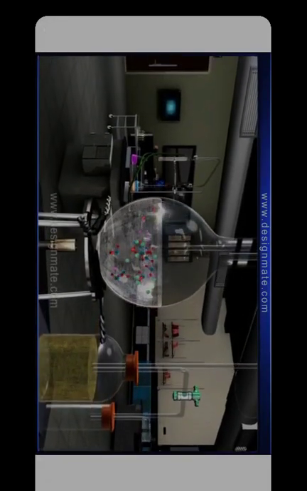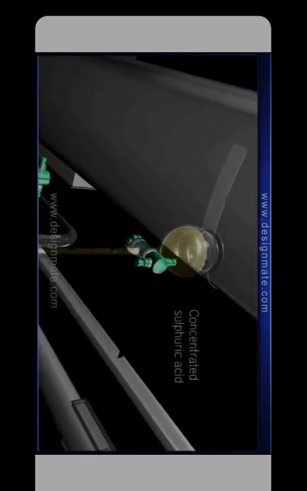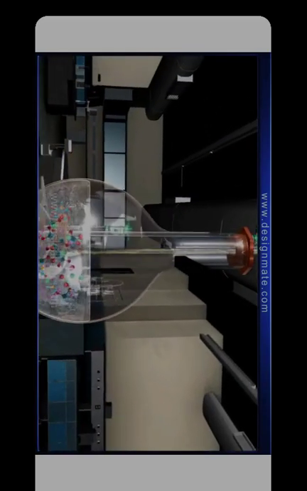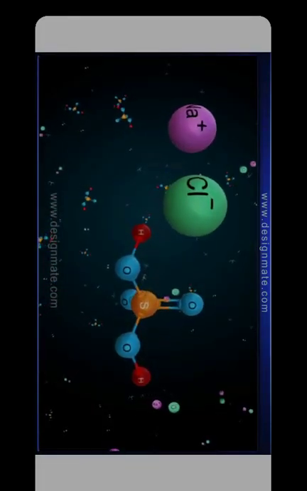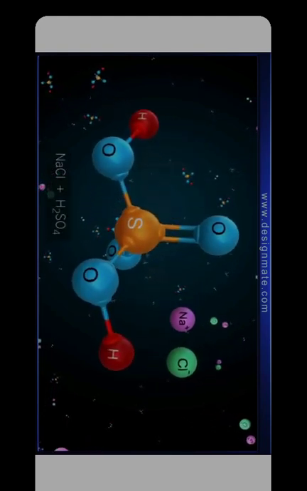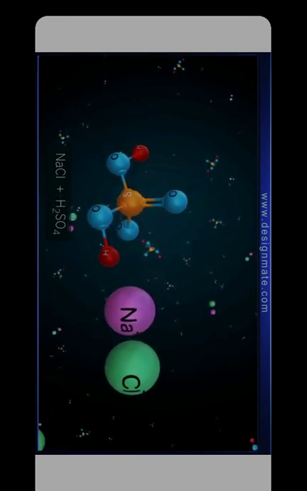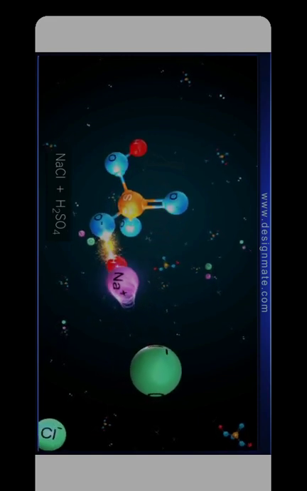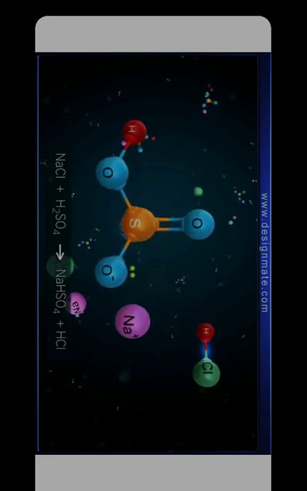Take a round bottom flask with some sodium chloride solution in it. Now, add concentrated sulfuric acid to it through the thistle funnel. Start heating the mixture. Sodium chloride reacts with concentrated sulfuric acid at temperatures below 200 degrees Celsius and displaces a hydrogen atom from H2SO4 to form NaHSO4, sodium bisulfate and hydrogen chloride.